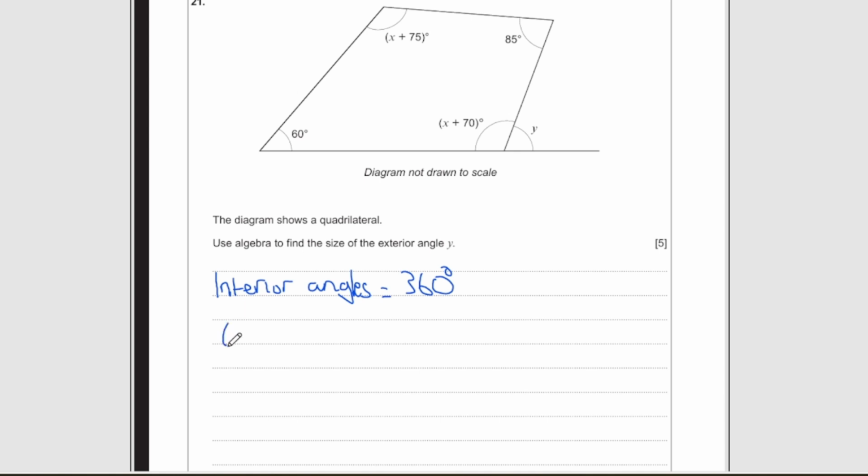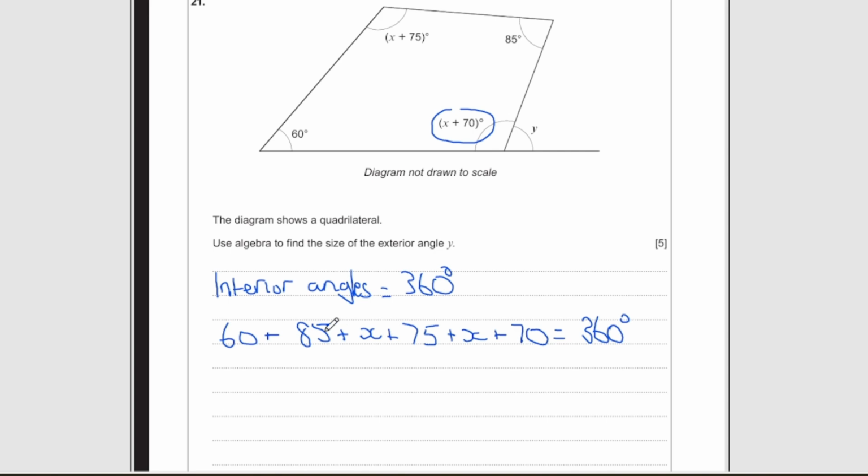So we've got 60. We've got 85 as well. So that's fine. We then have x plus 75. So let's write x plus 75. And then we've got x plus 70 plus x plus 70. What we're trying to do here is find out the value of x so that we can substitute it into this equation. Angles inside, interior angles, are 360. So this all equals 360 degrees.